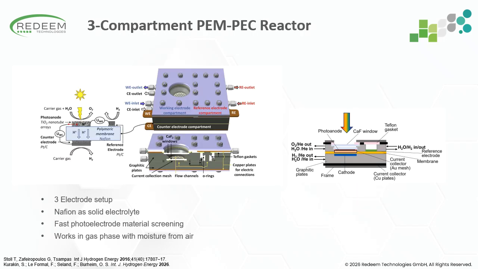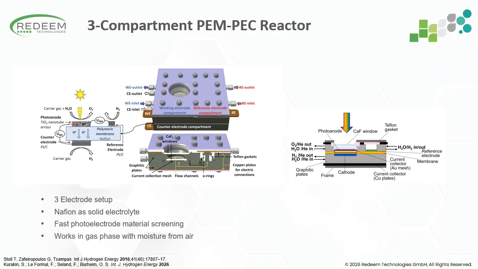Another interesting laboratory reactor is the 3-compartment PEC reactor. So similar to the cappuccino cell, this is primarily designed for photoelectrode characterization under a 3-electrode configuration. The key difference here is that it replaces the liquid electrolyte with a solid Nafion proton exchange membrane, creating a PEM-based reactor. The 3 separate compartments allow the working, counter, and reference electrodes to be controlled independently, while the membrane provides proton transport and separates the reaction environments from each other.